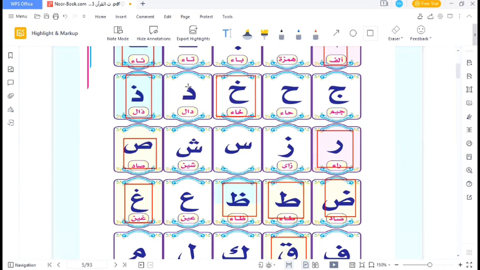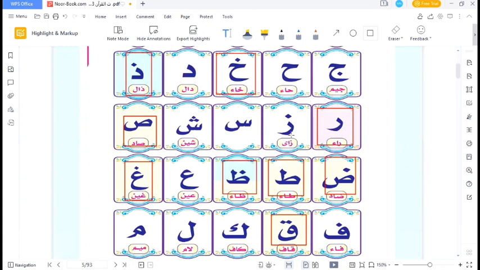Then we have another group, Dal and Zal. They are one group. Why? Because they share the same drawing or writing, but the Zal has the dot on the top. And we have Ra and Zay. The Ra is like the Zay, but the difference is the dot.